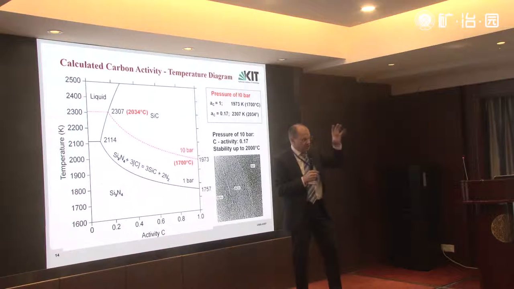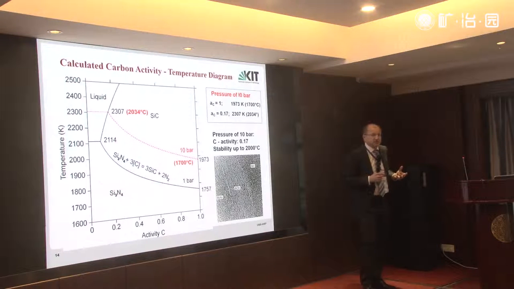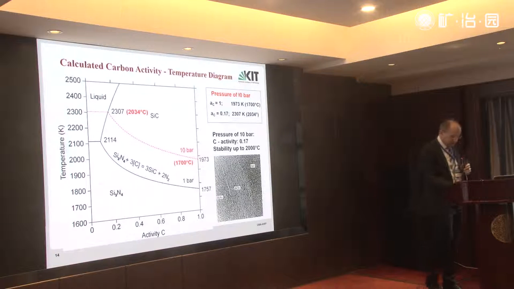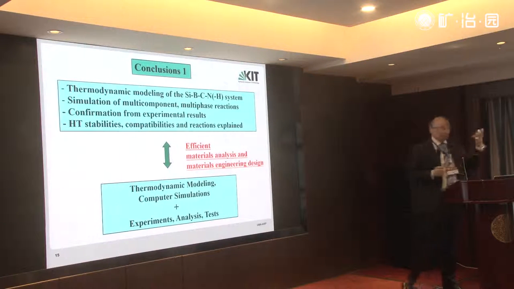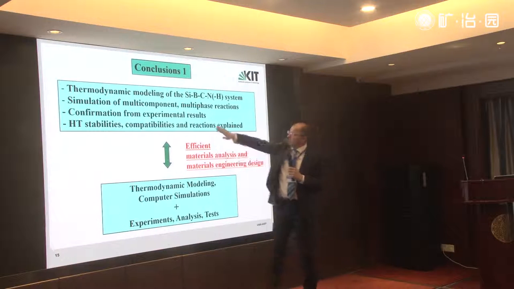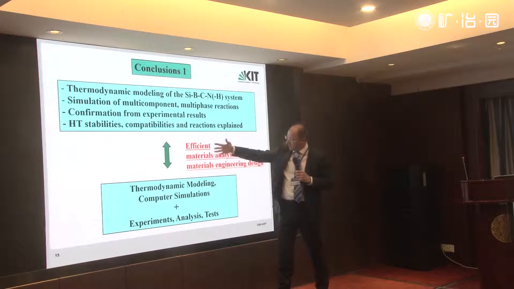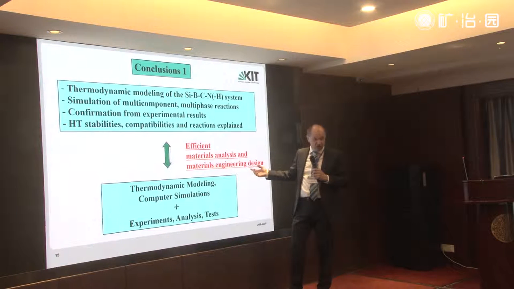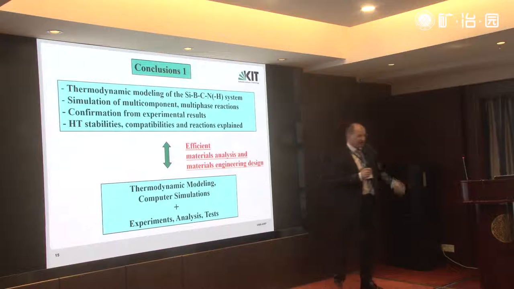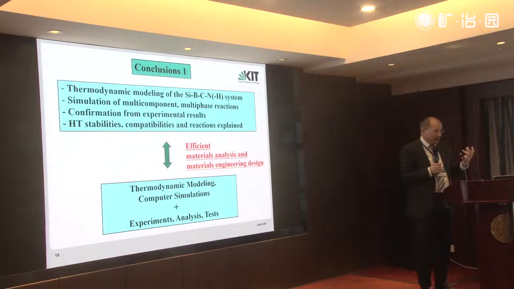So by this combination, microstructure analysis by high resolution transmission electron microscopy plus investigation of the quaternary thermodynamics of the system, we can understand the material's behavior. So the conclusions we can make: we should use simulation of multi-component, multi-phase reactions. We can confirm experimental results, and we can say that this is an efficient materials analysis and materials engineering design by combining experimental analysis with thermodynamic modeling. So actually, that was my first example from our work, what we are doing in Karlsruhe.